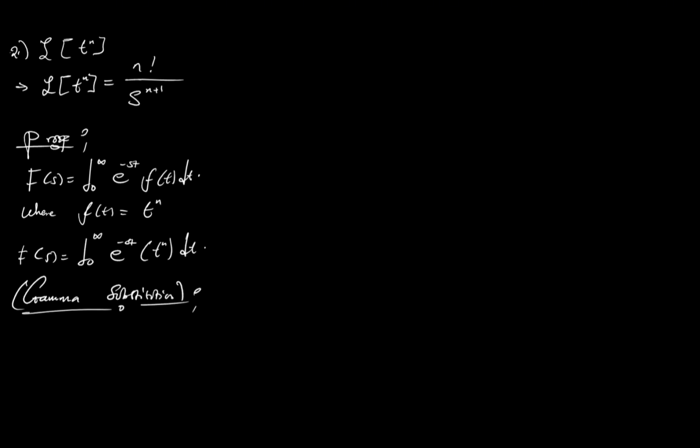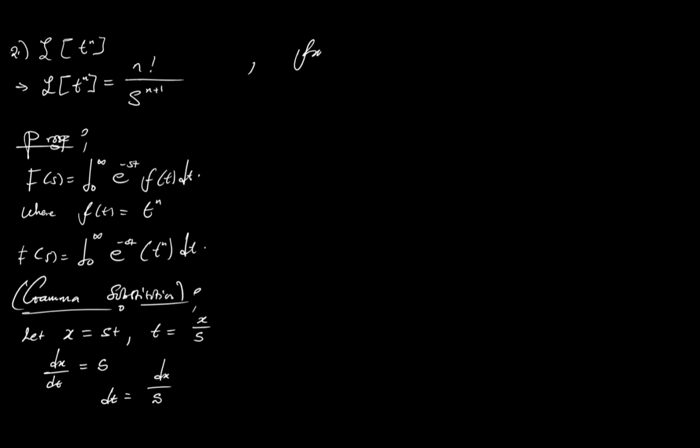Now, under gamma substitution, we'll let x be equal to st, and we'll let t be equal to x over s. We'll then find the first derivative of x with respect to t, so dx over dt will then be s. Then we'll make dt the subject of the formula. Now, since dt and s are inversely related, we'll have dt being equal to dx over s.